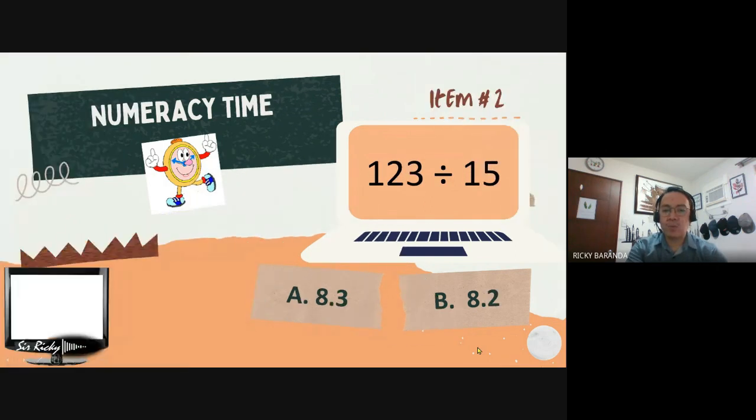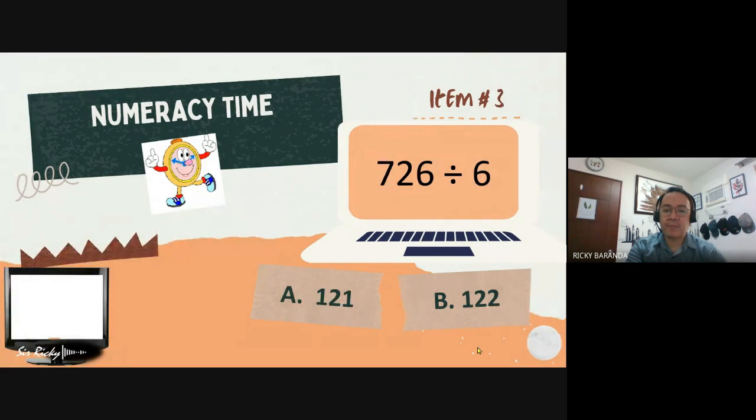For item number 2, 123 divided by 15. A, 8.3. B, 8.2. You can have your ample time. The correct answer is letter B, 8.2. For item number 3, 726 divided by 6. A, 121. B, 122. Pause the time. The correct answer is A, 121.